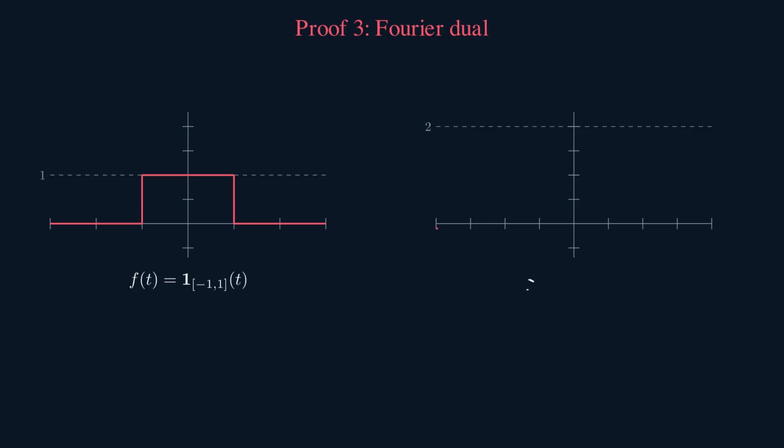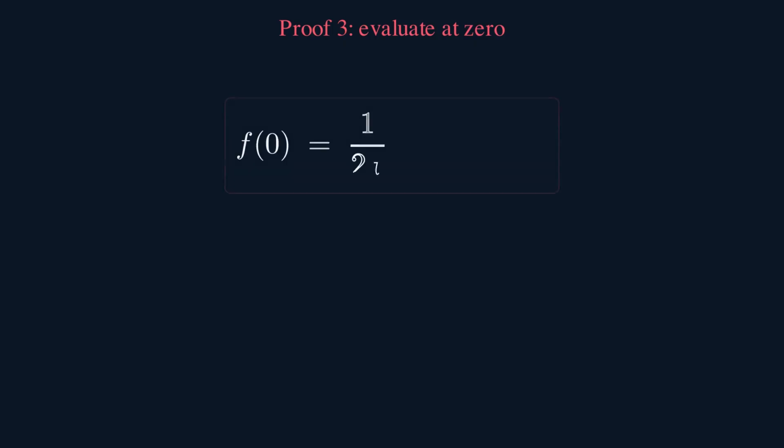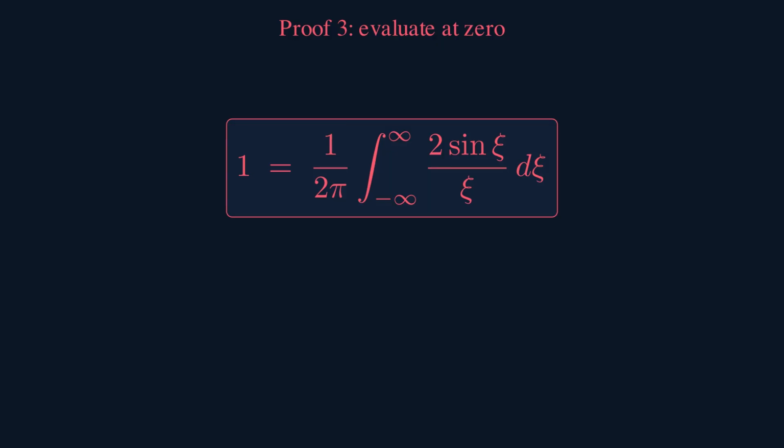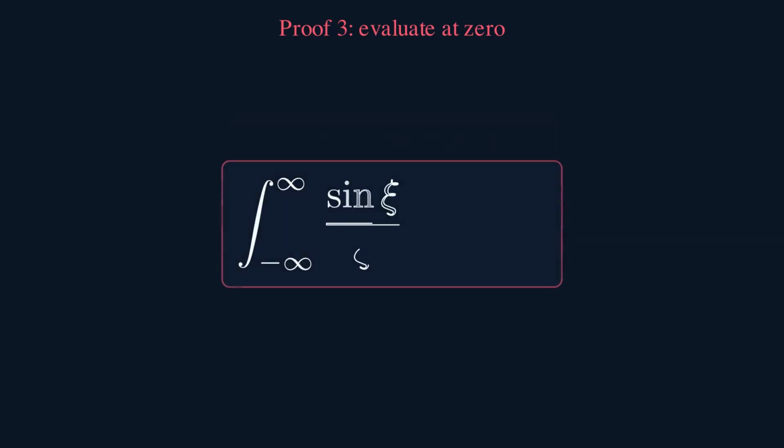So the transform of a rectangle is a sinc, plotted on the same frequency axis, and you can see the duality. Fourier inversion says the value of f at a point t equals 1 over 2 pi times the integral of its transform against e to the i xi t. Evaluate both sides at t equals 0, and the exponential becomes 1. The rectangle at 0 is 1. Its transform is 2 sine xi over xi. Plug both in, move the 2 pi over. The Dirichlet integral equals pi.